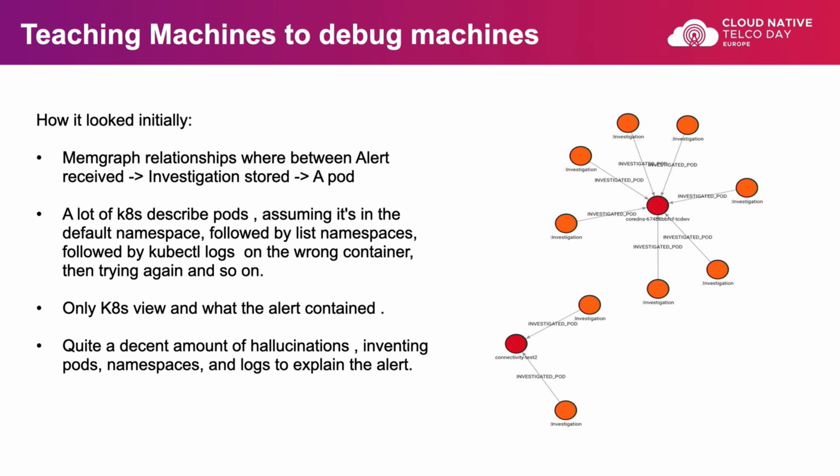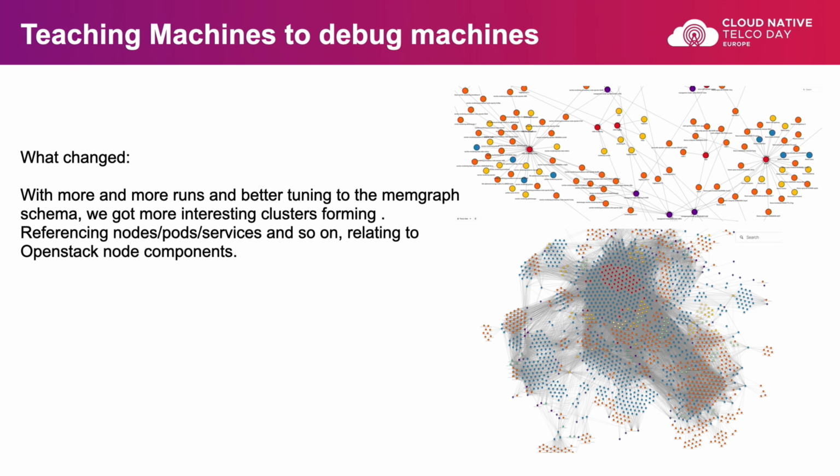There are actually some screenshots from Memgraph itself. This is how it looked initially. We didn't have a lot. It was basically just the alert, the investigation, and if you're lucky, something like a pod resembling CoreDNS in there. It looked like a good start, but it was clearly not very useful when you're doing deep troubleshooting inside of a very multi-node Kubernetes architecture with a lot of pods and namespaces. So we stepped it up a bit.